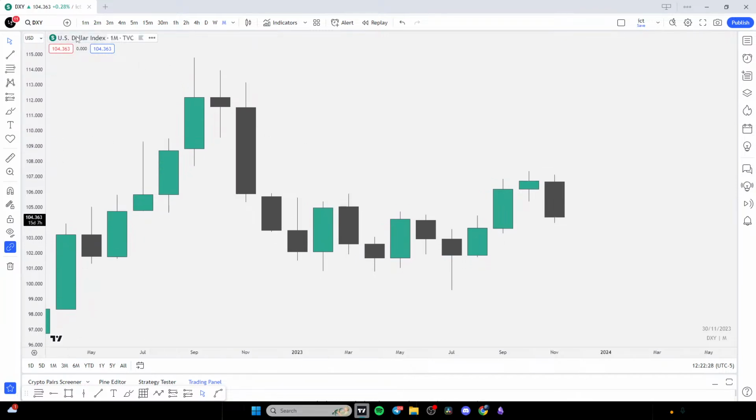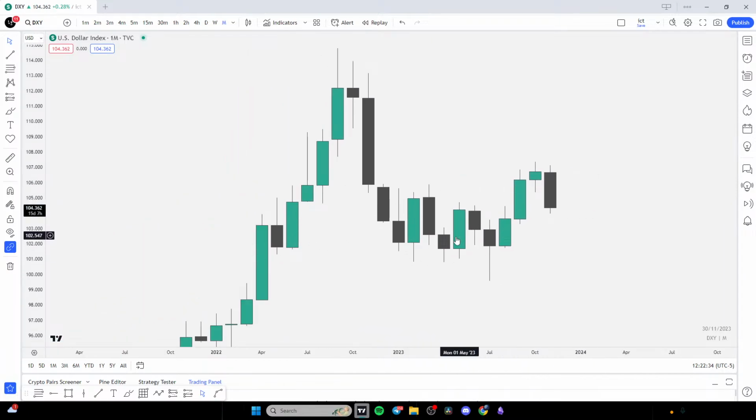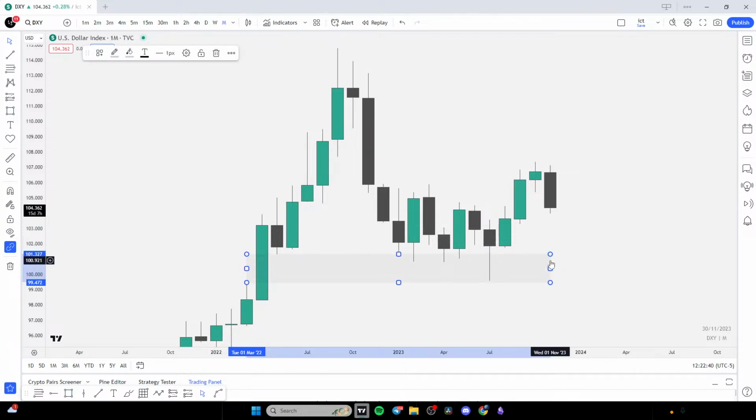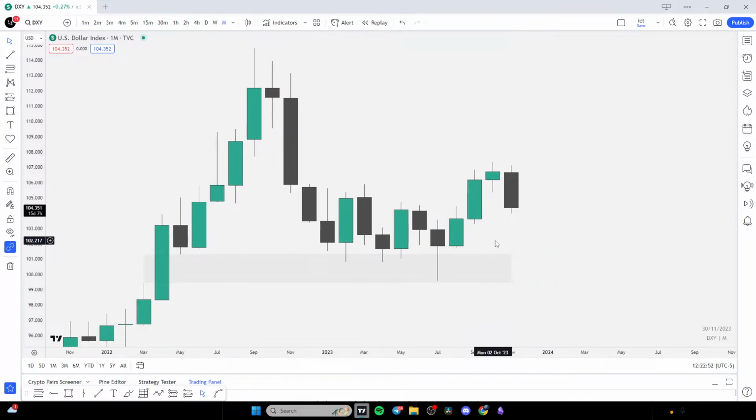Firstly, I wanted to start off on the dollar monthly chart, and I wanted to take your attention to this bit of price action down here. As you can see, we drew into the monthly fair value gap inside here, and we had a tap into it once, a second time, and then a third time. The body of the candle closed outside every single time, which, as we know, is a signature in price.